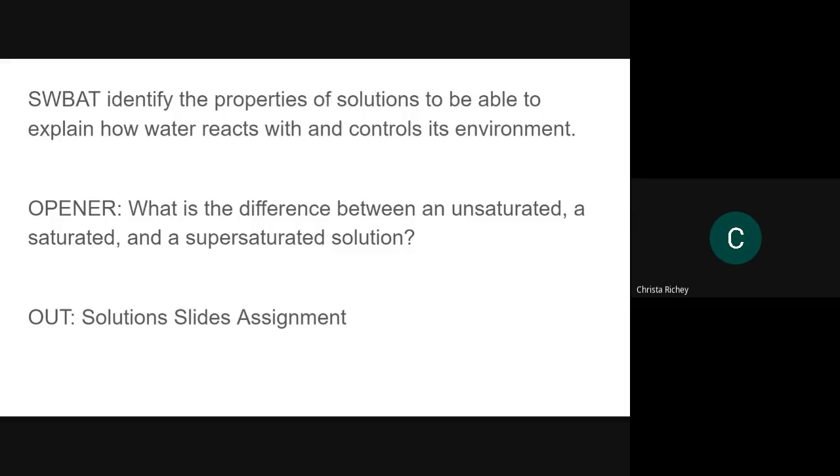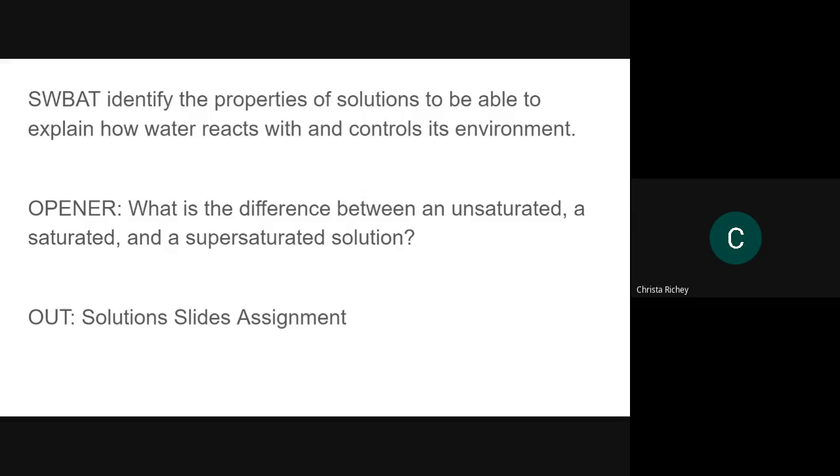So you guys have an opener. We talked about this, I'm going to say yesterday, last week. And there are 3 different types of solutions: unsaturated, saturated, and supersaturated. What's the difference between these 3 types of solutions? Let's just take sugar water. What would be the difference between the 3 types of solutions for sugar water?